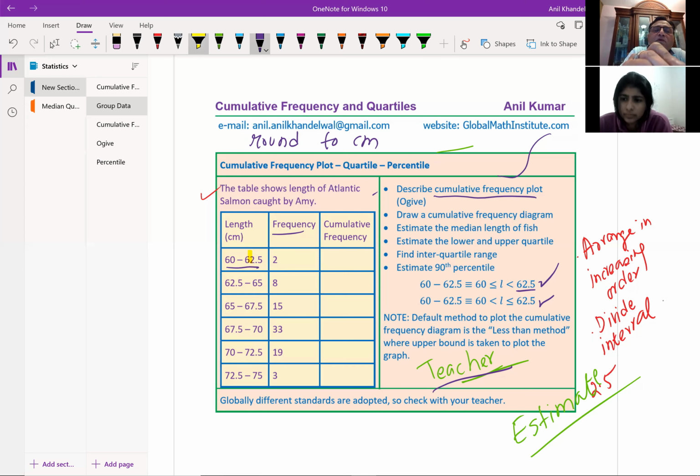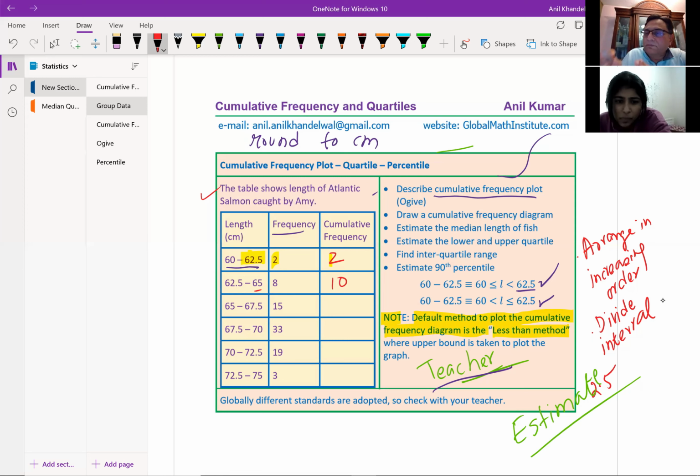Note, the default method to plot a cumulative frequency diagram is the less than method. So we're saying how many are less than 62.5? There are 2 less than 62.5. This is what we are trying to say, cumulative frequency. Is that clear? How many are less than 65? Well, 2 and 8, 10. So you keep on adding.